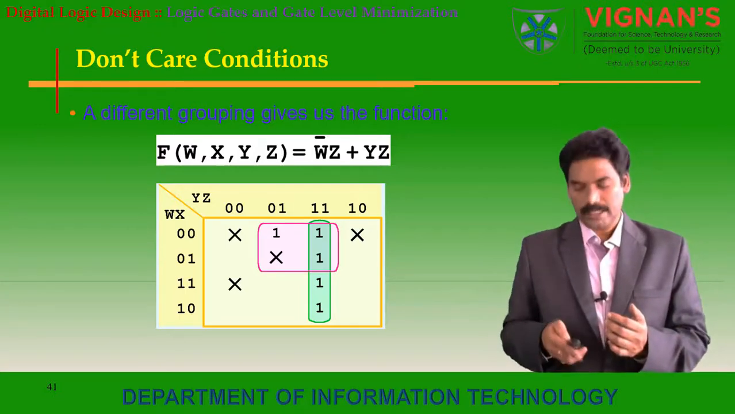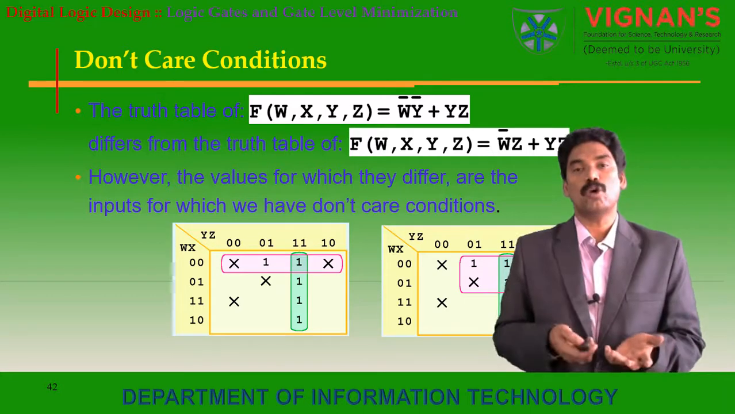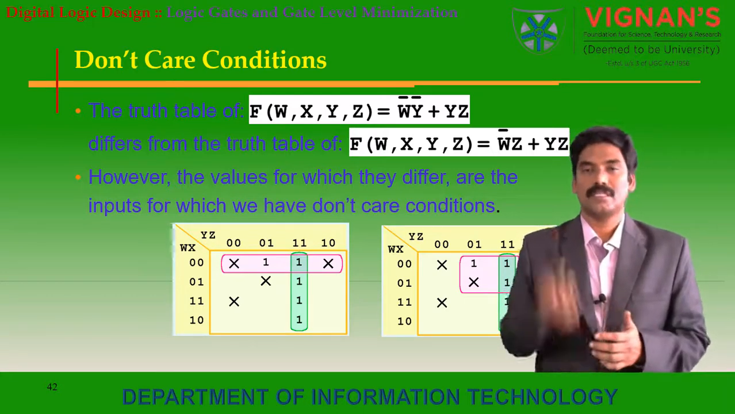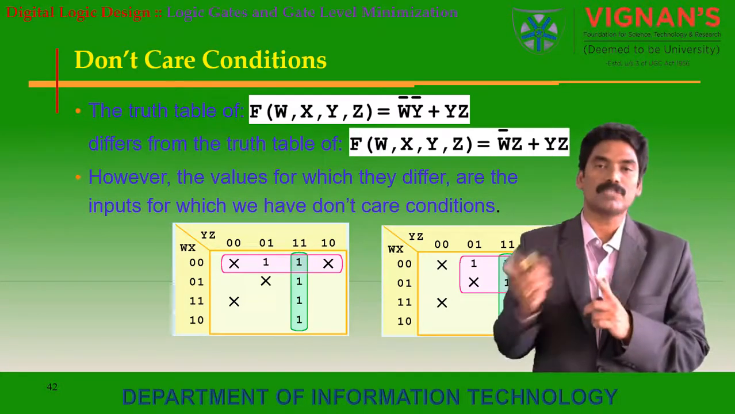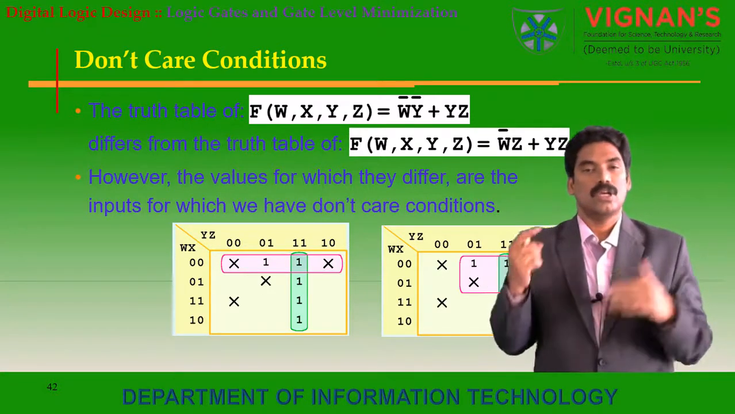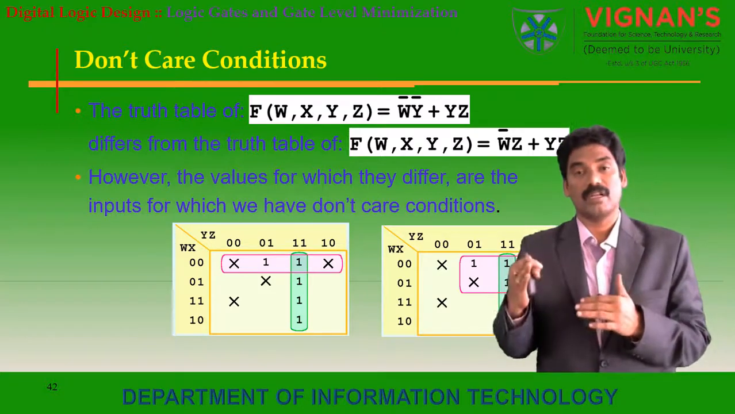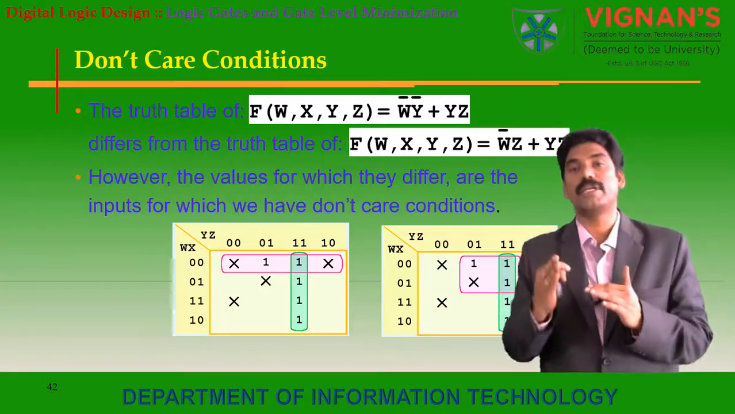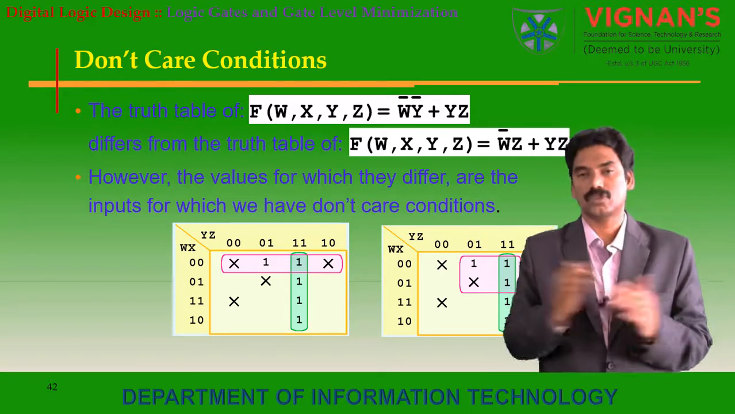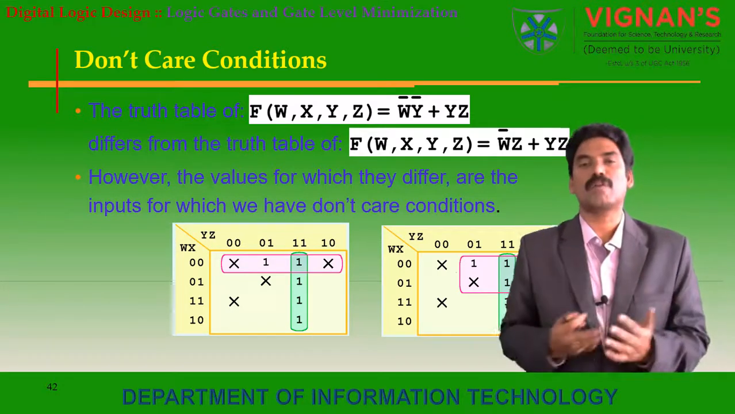So here we are getting two different expressions. That is w bar y bar plus yz, and this is w bar z plus yz. However, the values for which they differ are the inputs for which we have don't care conditions. So we need not worry about this. We can group as per our convenience.